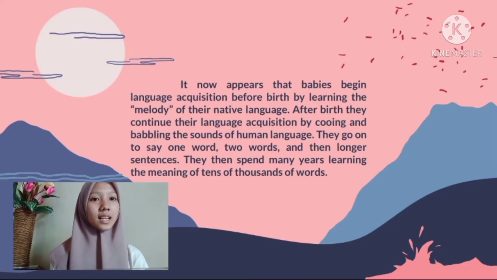20018062. At this time, I want to explain how children acquire the components of language. It now appears that babies begin language acquisition before birth by learning the melody of their native language. After birth, they continue their language acquisition by cooing and babbling the sounds of human language. They go on to say one word, two words, and then longer sentences. They then spend many years learning the meaning of tens of thousands of words.